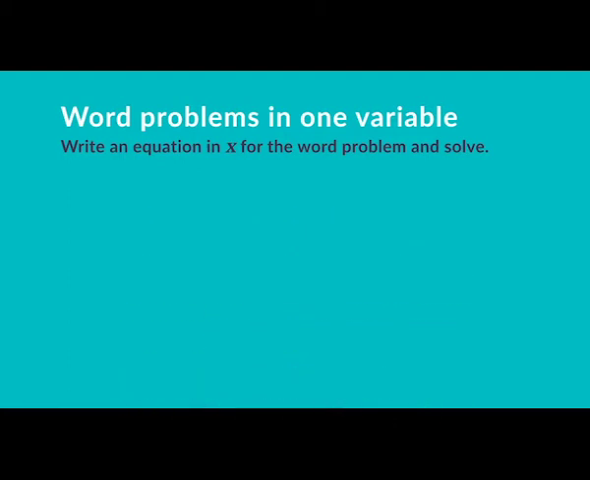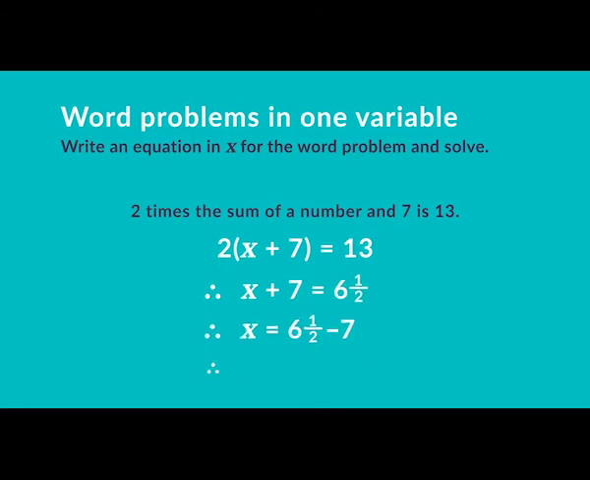Or, for something more complex, 2 times the sum of a number and 7 is 13. Let the number equal x, then 2 times (x plus 7) in brackets equals 13, and solve the equation: x equals negative 1/2.